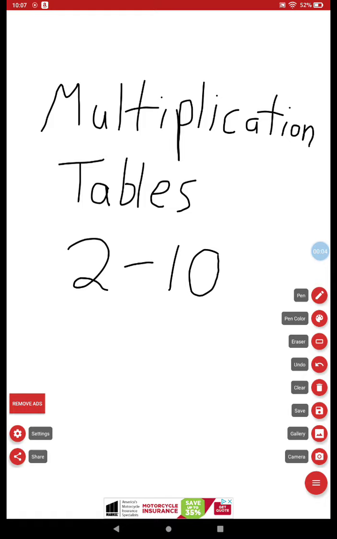This is lesson 3 where we're going to be reviewing our multiplication tables, tables 2 through 10. We don't need to do 1 because you already know what 1 times 2 is, 1 times 3. Instead we're going to be doing 2 through 10. Well, before we get into that, let's do a little review of what multiplication looks like in our head.